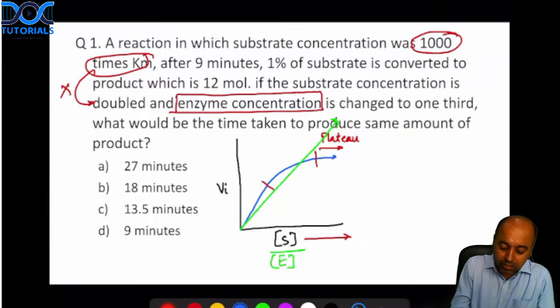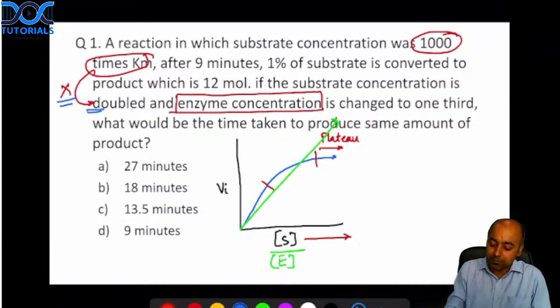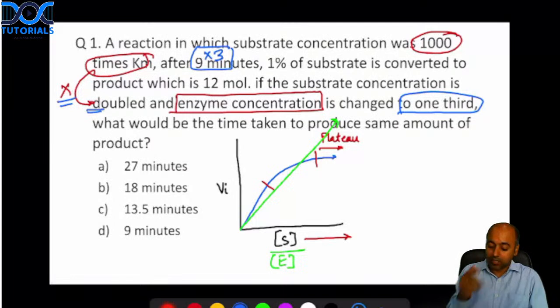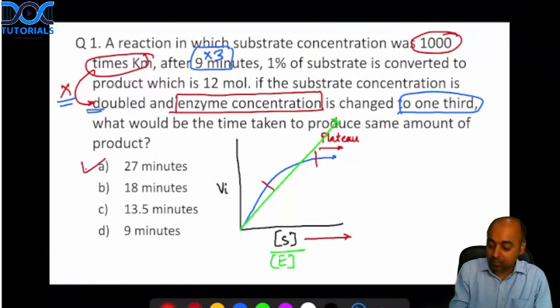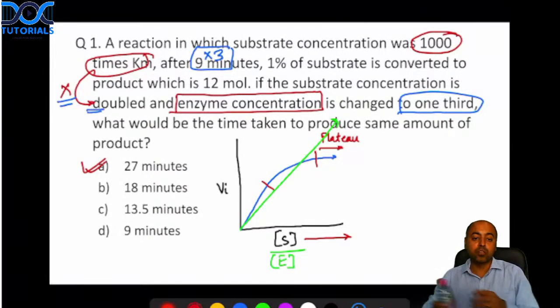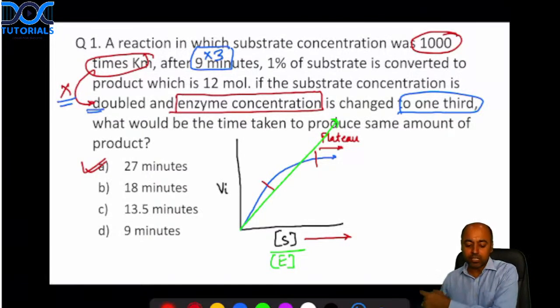So what will happen? Increase in the concentration of substrate, we told you no effect. But enzyme concentration is decreased to one third. So time taken will now be 3 times more. And therefore, the answer in this case should be 27 minutes. Previously it was 9 minutes. Now it will be 3 times more and it will become 27 minutes.